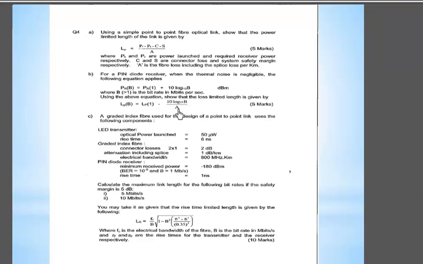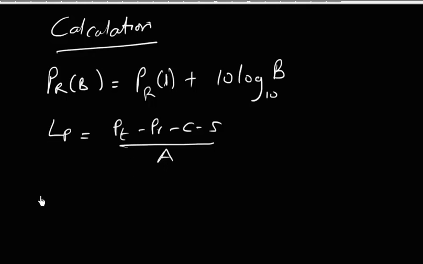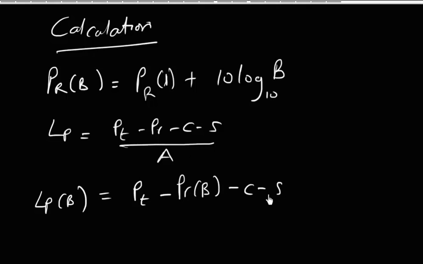What you just do is write this equation again in terms of B, LP of B. Remember, LP was PT minus PR minus C minus S over A. So from here, LP of B, in terms of B. This B only affects the receive power, so PR of B, minus C minus S over A. That's it. Everything is just simple mathematics.